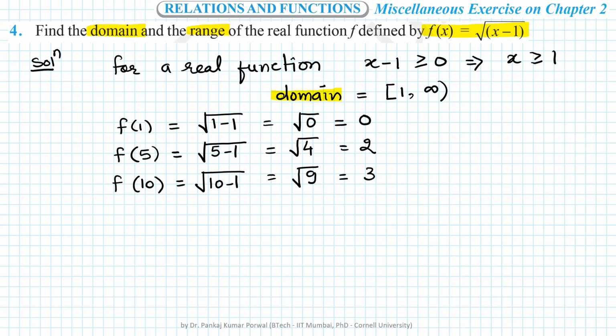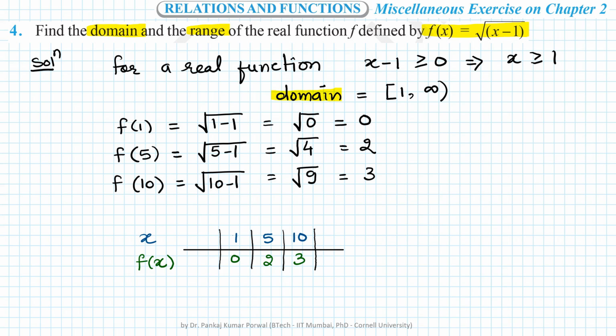equals 3. And you note that I have selected values of x very intelligently, so that the number in the square root is always a perfect square, so that I can find the square root of that in a convenient way. But we don't have to select only 1, 5 or 10. We can take any number in the domain and our answer may come in decimal, but that will be a little difficult to handle. So I have selected values of x accordingly.